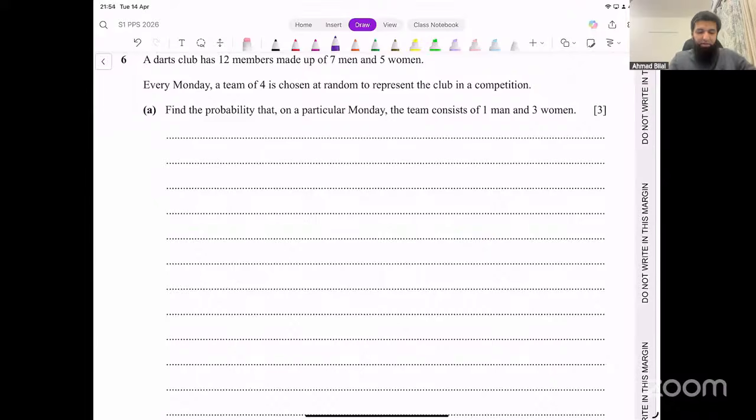A darts club has 12 members made up of 7 men and 5 women. Every Monday, a team of 4 is chosen at random to represent the club in a competition. Find the probability that on a particular Monday, the team consists of 1 man and 3 women.